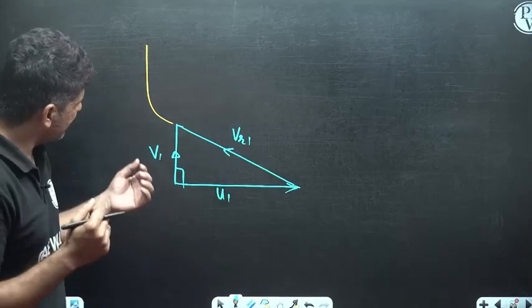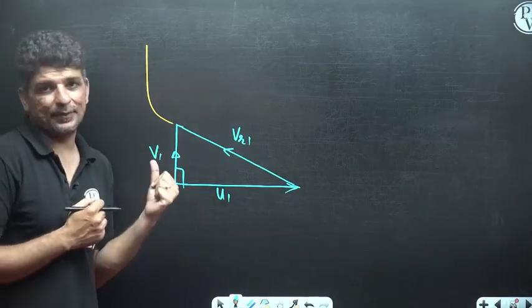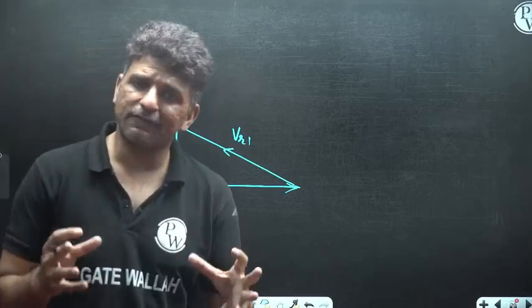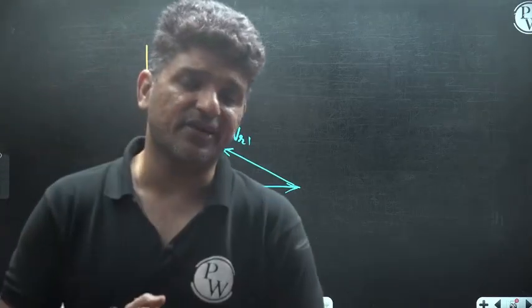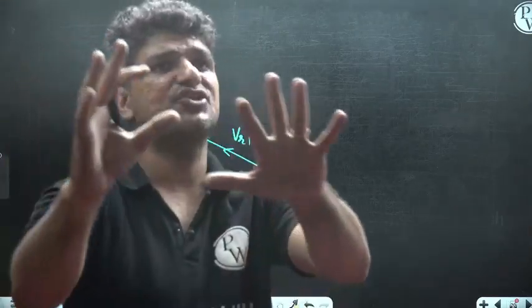Now you see that I have told you in the class as well that in the case of a centrifugal air compressor we have very high axial velocity.